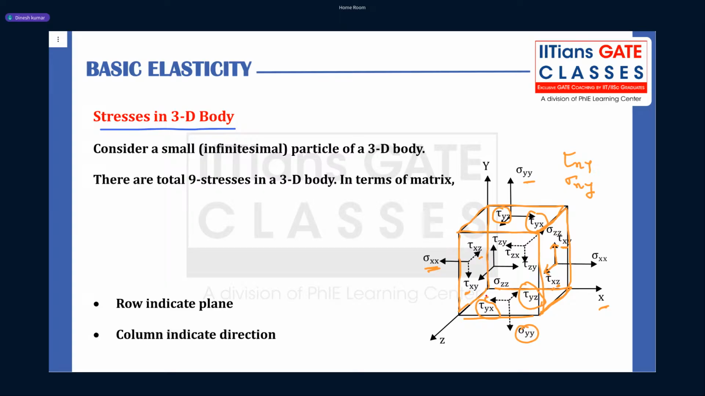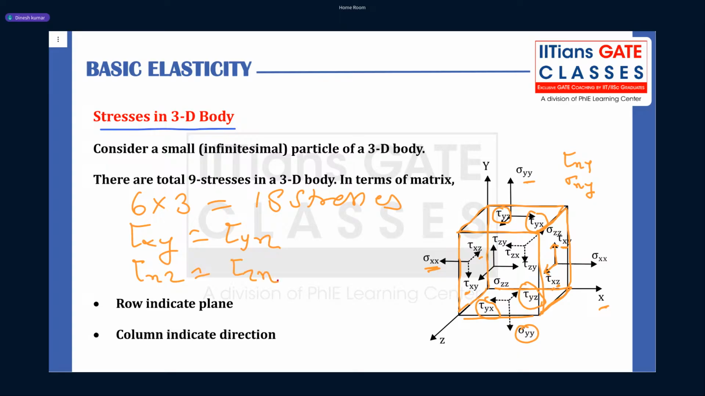Now guys, there are 6 faces, and on each face there are 3 stresses. So totally, if you multiply, 6 into 3, a total of 18 stresses. But shear stresses are of complementary nature, which we define when we do the equilibrium equation. What is the complementary nature of shear stress? It means your tau xy is always equal to tau yx, your tau xz is always equal to tau zx under equilibrium, and your tau yz equals tau zy. So that means instead of 18 stresses, you have 9 stresses which are independent.